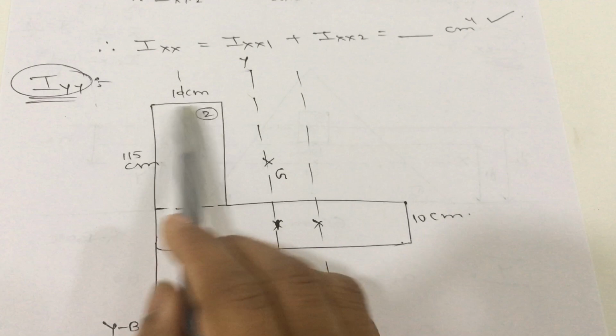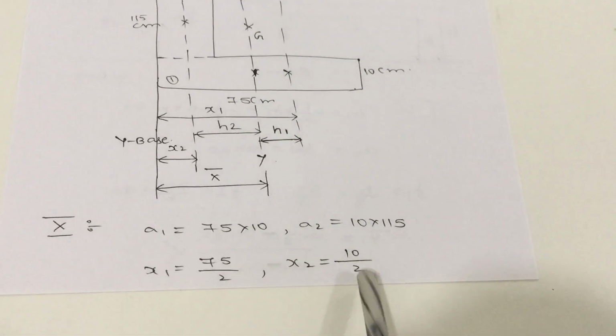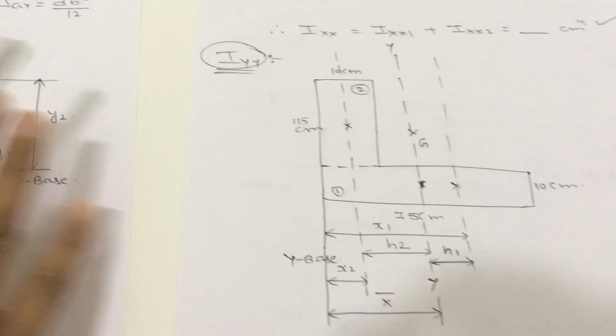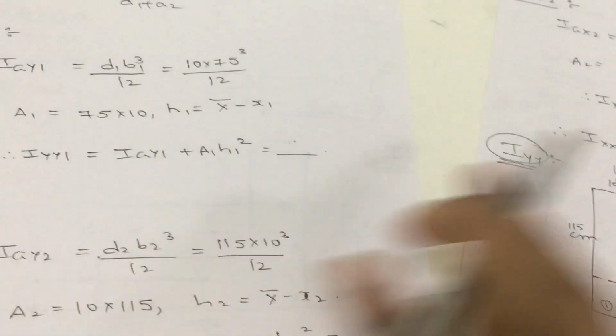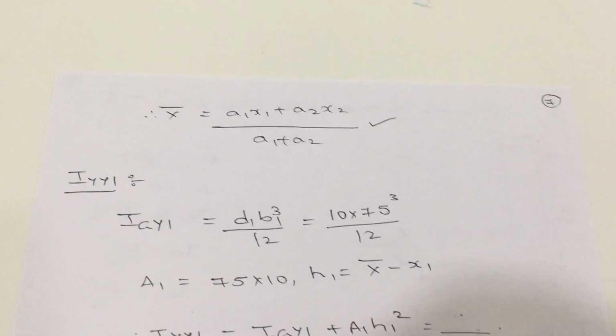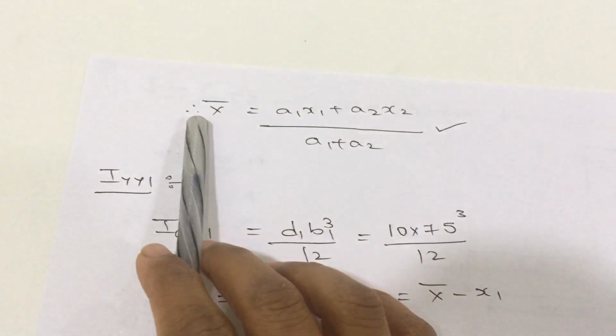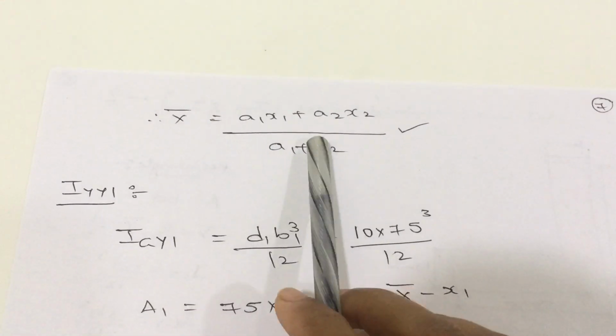Next, X2 is from here to here. Here for the second section base value is 10. So 10 by 2. Next, now by using the main formula for the X bar, by substituting all these values, we can calculate the X bar value.